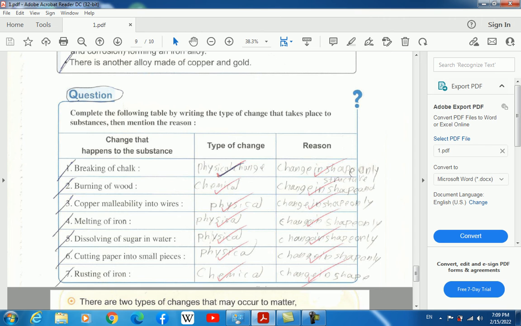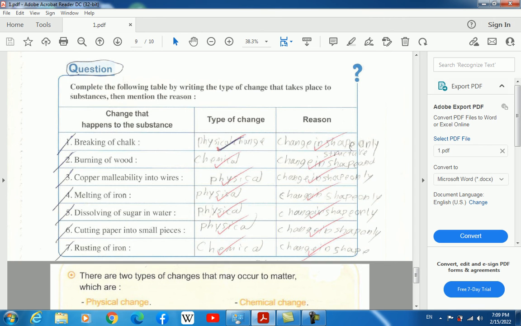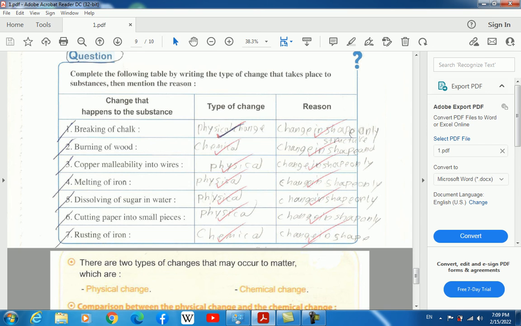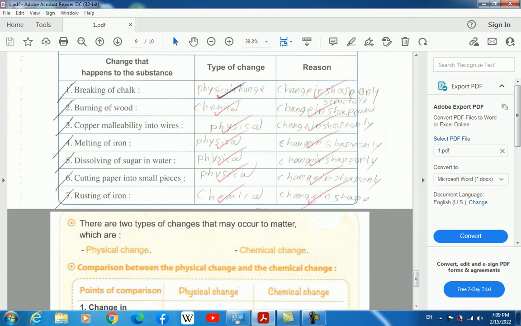Now for a very little quiz, and of course the quiz is answered. This is the question: complete the following table by writing the type of change that takes place to substances, then mention the reason. Change that happens to the substance: what happens? Breaking of chalk. This type of change is physical change. The reason? Change in shape only. And if it's chemical, it will be a change in the shape and structure. So burning of food, which is number 2, is chemical because there is a change in the structure and shape.